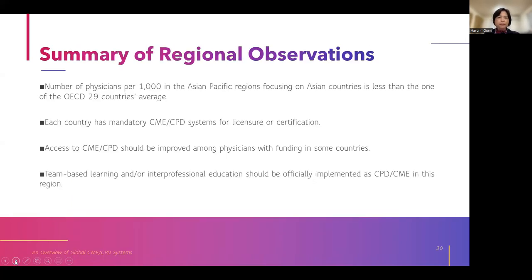Next slide, please. This is the summary of this region. The number of physicians per 1,000 population in this region is less than the average among the OECD 29 countries. Each country has mostly mandatory CME and CPD systems, mostly tied with the medical licensure or certification. Access needs to be improved in some countries, along with funding. And team-based learning and interprofessional education should be officially implemented as CPD or CME in this region.